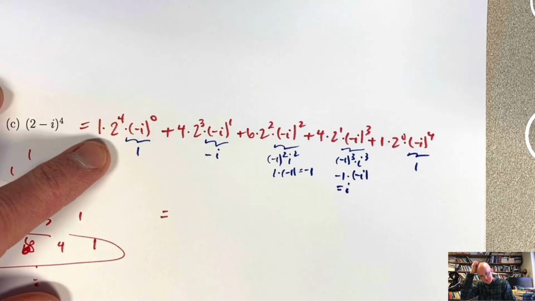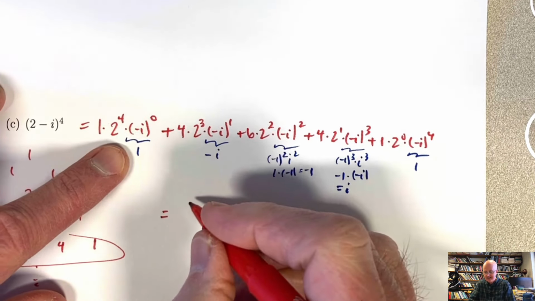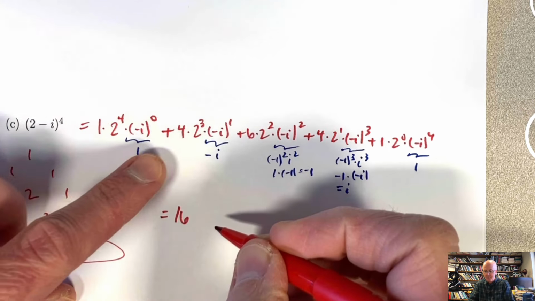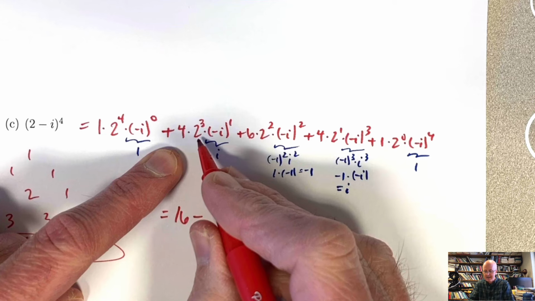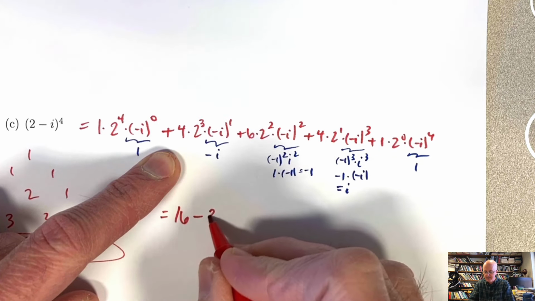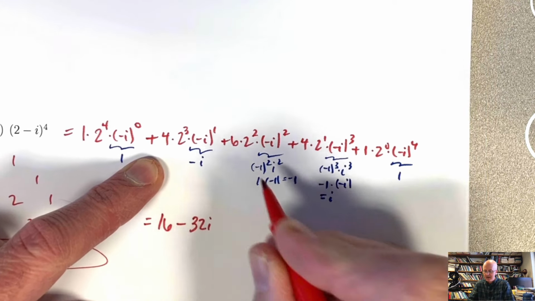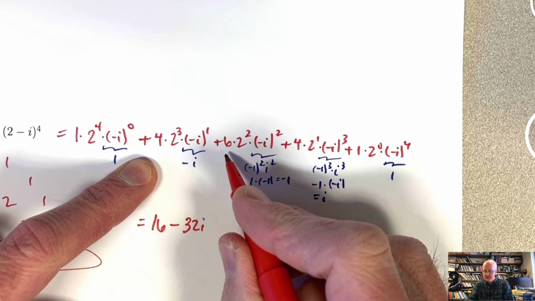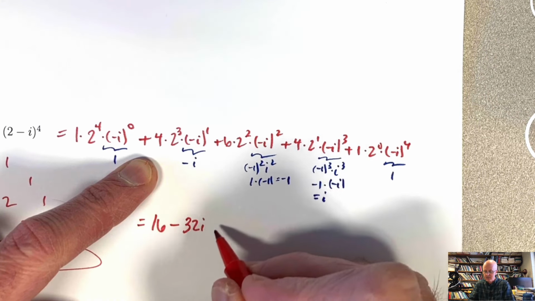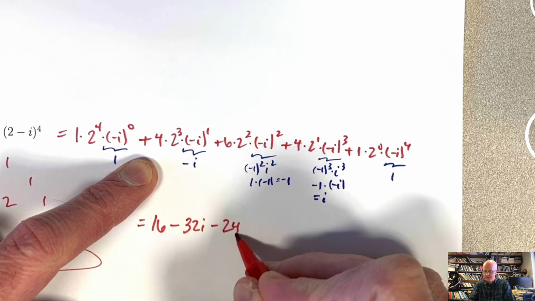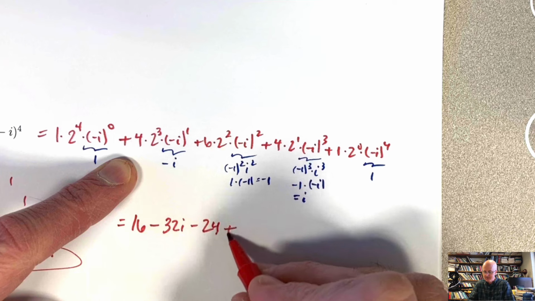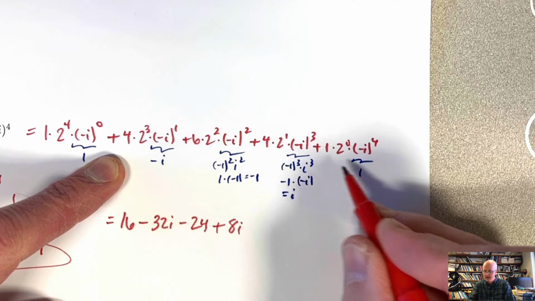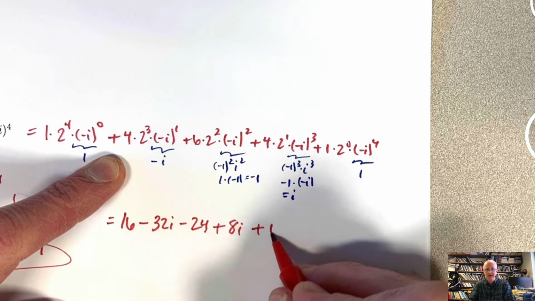Simplify. We got 1 times 2 to the fourth is 16 times 1 is 16. Here, this minus sign can come out in front. 2 cubed is 8 times 4 is 32, minus 32i. Here we've got 2 squared is 4 times 6 is 24, times negative 1 is negative 24. 4 times 2 times i is plus 8i, and then 1 times 1 times 1 is 1.